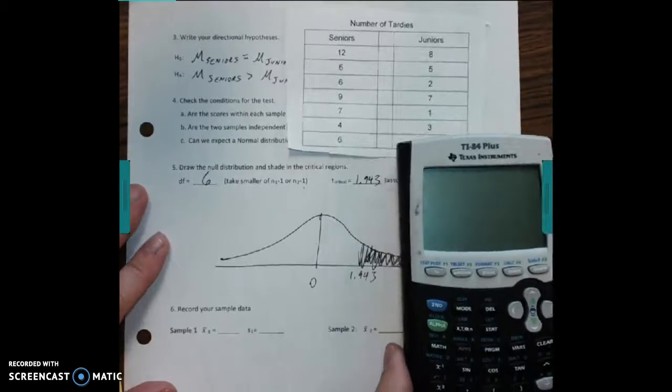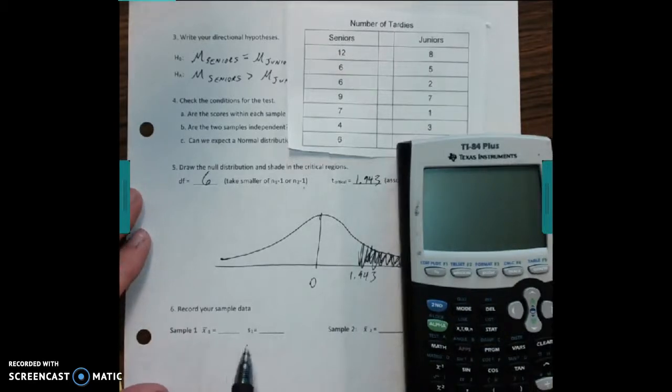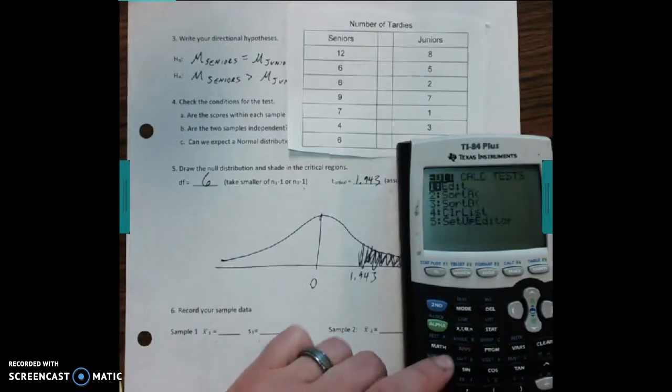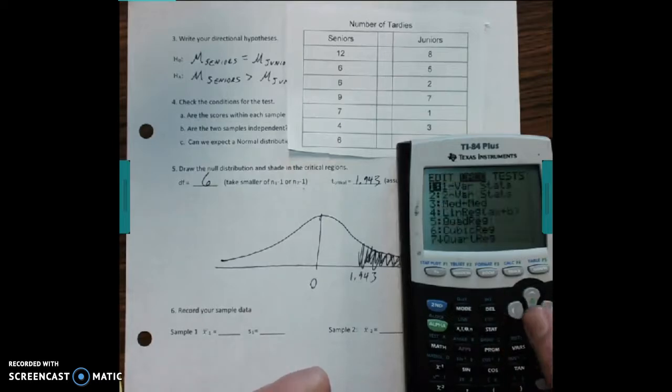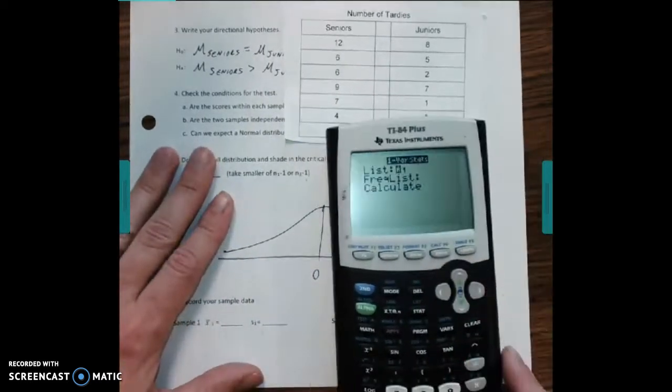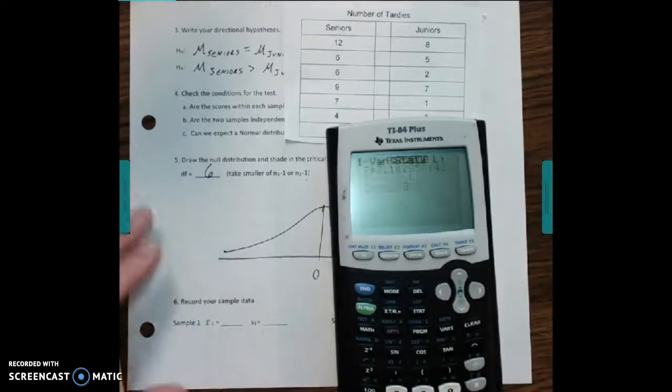So I've got this data, and I want to know x bar, sample size, and sample standard deviation for each of them, and I'm going to do that by going to stat edit. I'm just going to type in this data, 12, 6, 6, 9, 7, 4, 6, and I'm going to do stat calc 1 to calculate all these things.